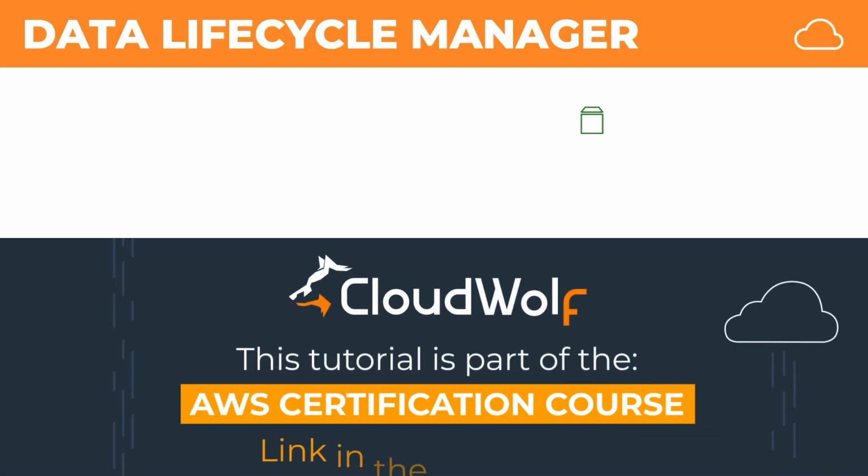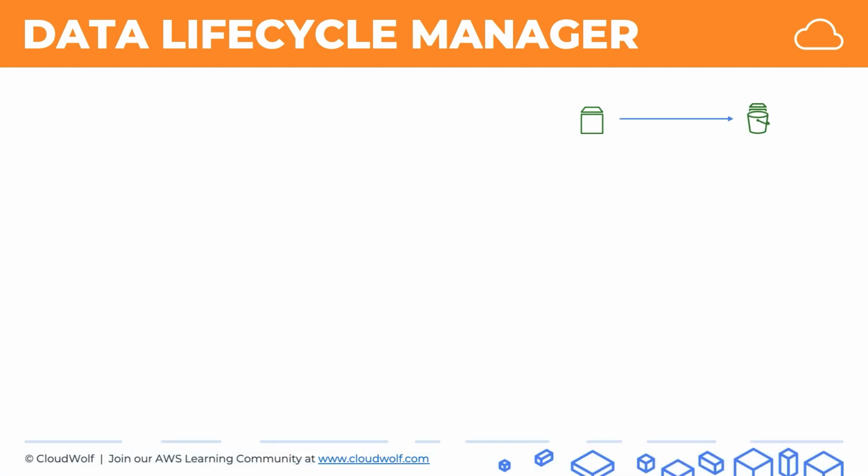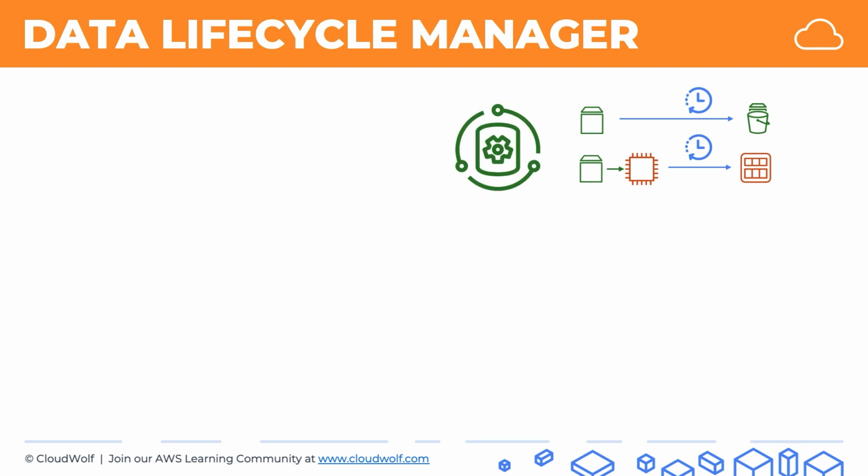So imagine that you have an EBS volume and you want to create an EBS snapshot. And you don't want to do this just once, you want to do this on a regular schedule. Or you have an EBS-backed EC2 instance and you want to create an AMI. And again, instead of doing it just once, you want to do this on a regular schedule. Well, that's the job of the Data Lifecycle Manager.